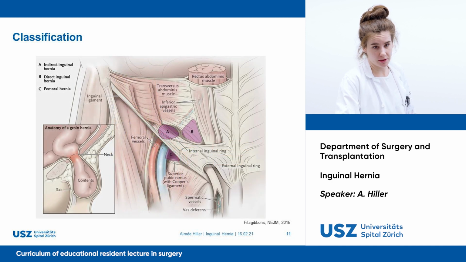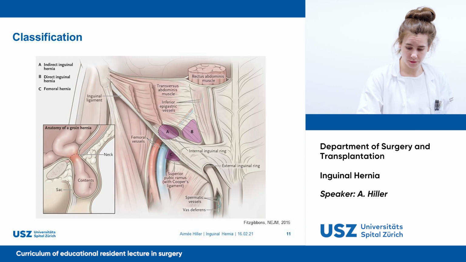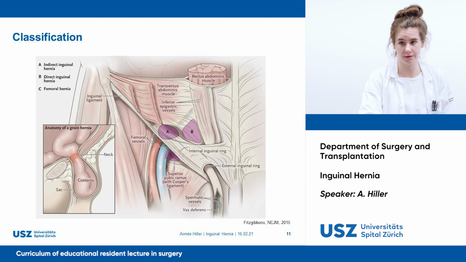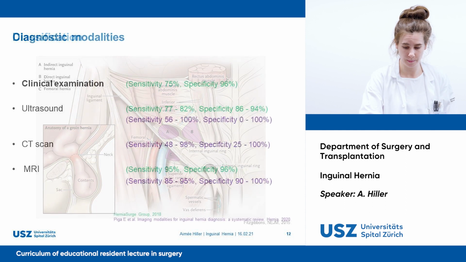We differentiate between indirect inguinal hernia, which protrudes lateral to the epigastric vessels through the internal inguinal ring, and then we have the direct hernia, which protrudes medial to the epigastric vessels through the so-called Hesselbach triangle. And then down below you see the femoral hernias.